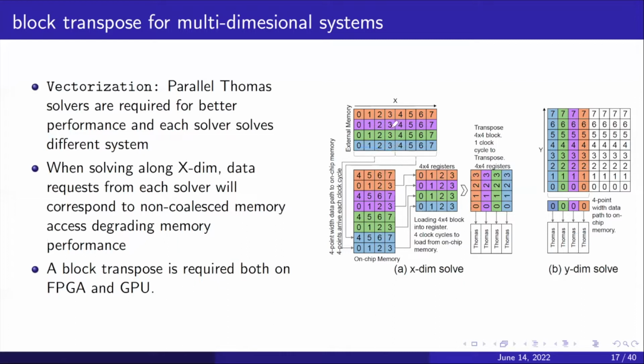In that case, we read 4 H lines into on-chip memory, then read a 4x4 block, and then we do a transpose, and then we feed it to the Thomas solvers. A similar transpose optimization is required on GPU as well.